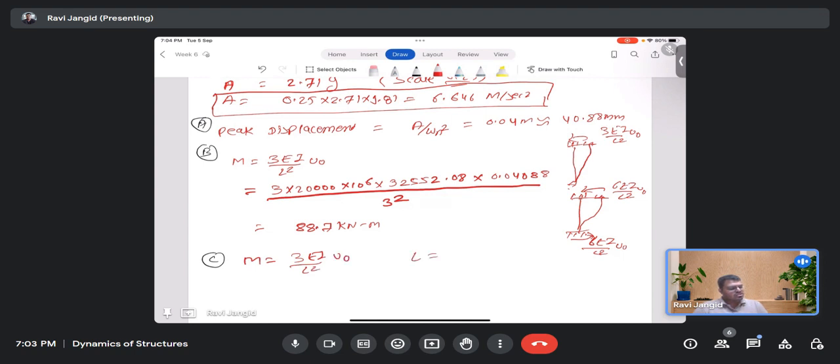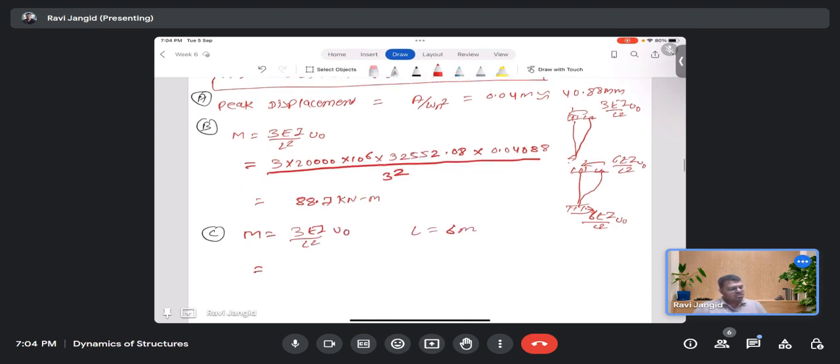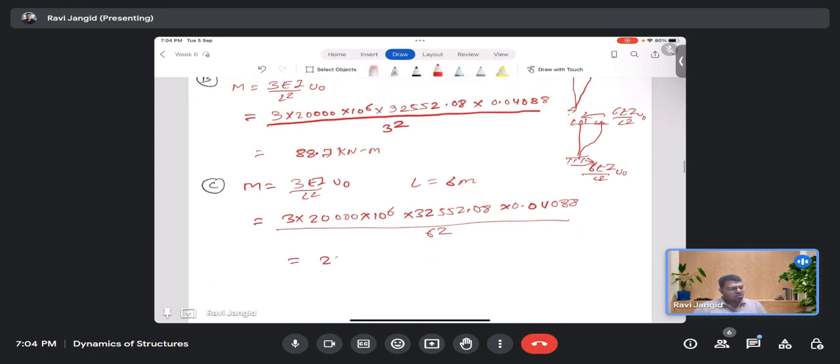In this your L will be 6 meter. So that would be the same, and it comes out to be 22.17 kilonewton meter. Okay. Is it okay? Should we move to the next question?